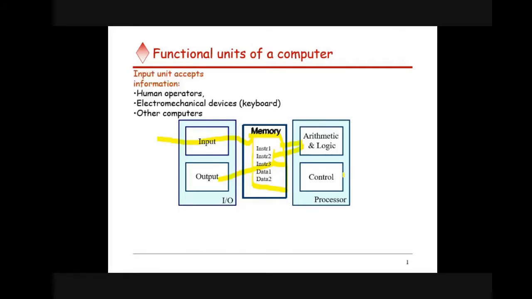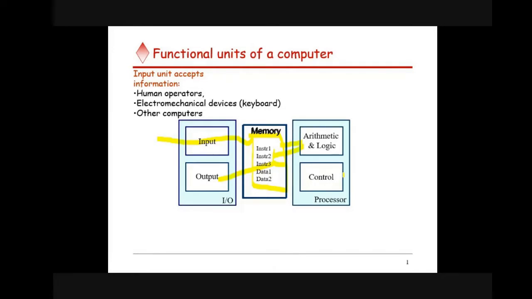So it is not about input devices. So the input unit is what it was telling. The input unit accepts the information either from a human operator or from any electronic or mechanical devices like a keyboard, mouse or any other input device. So the input unit is accepting the input from the input device and giving it to the memory unit. That is the input unit.